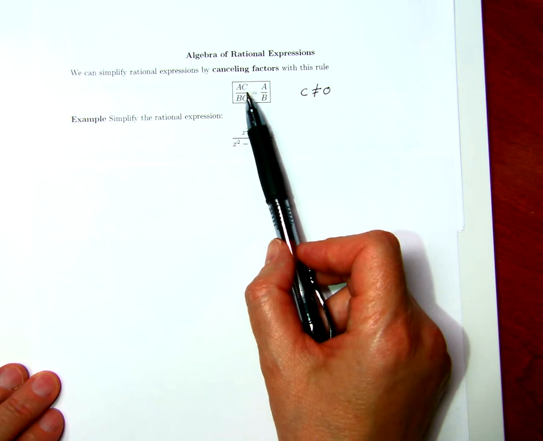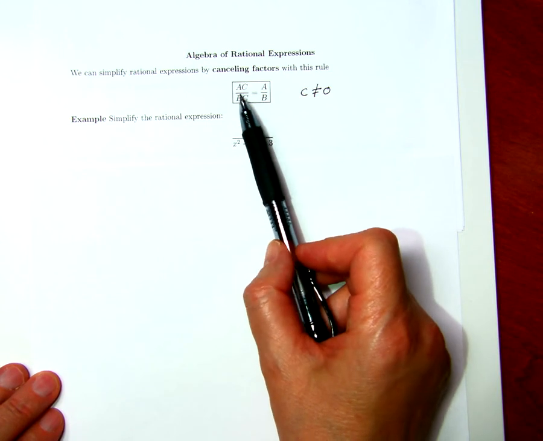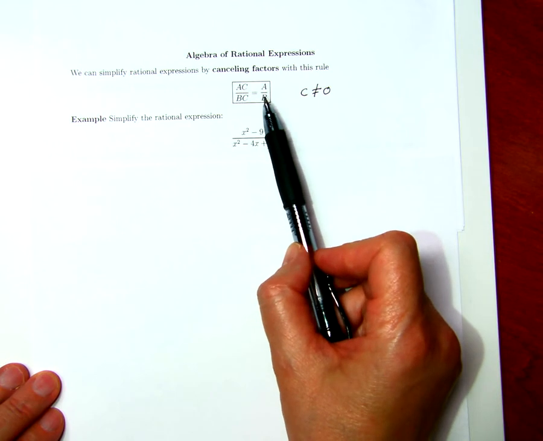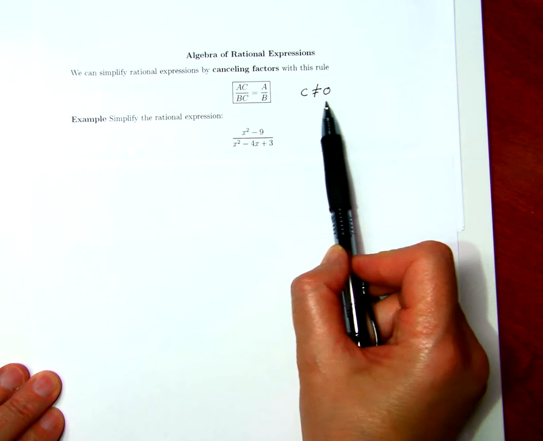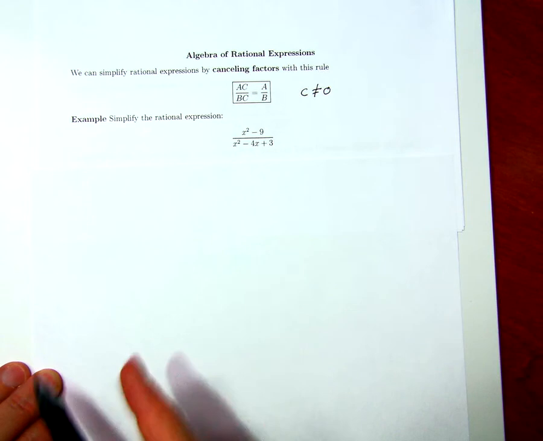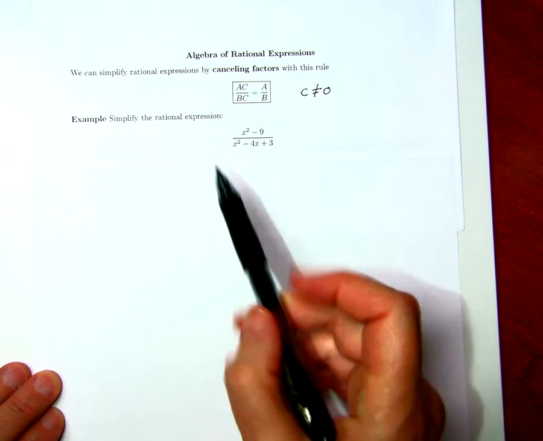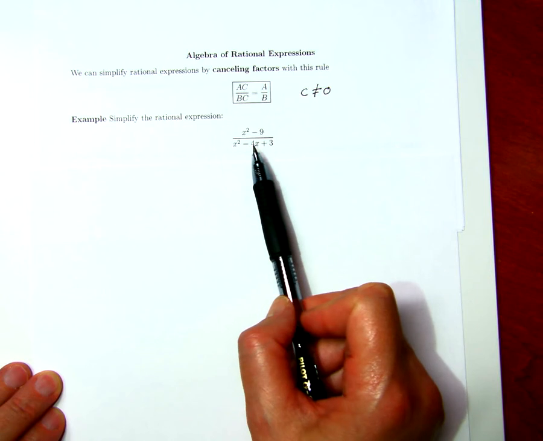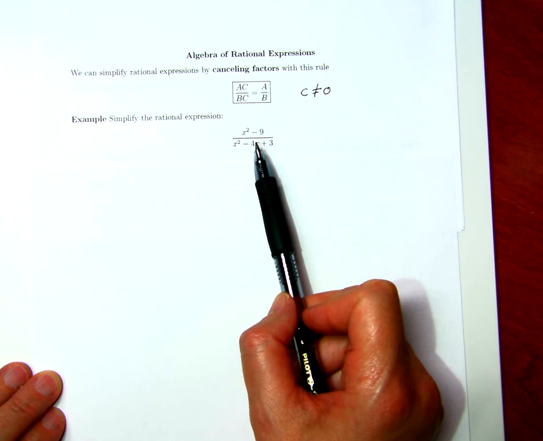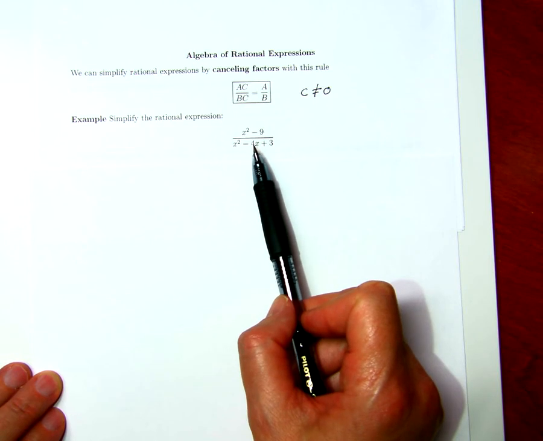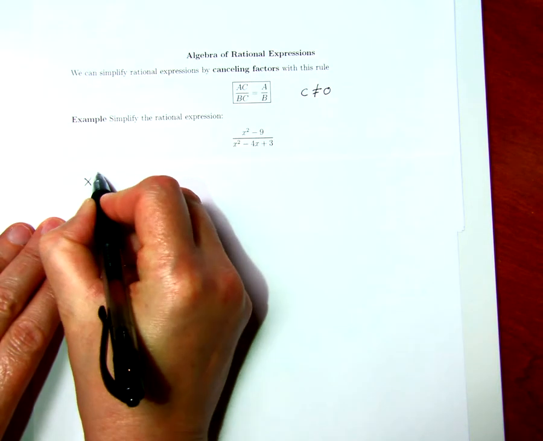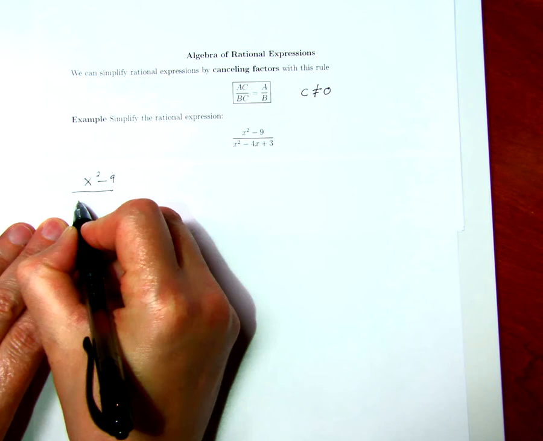If I have a times c over b times c, where a, b, and c are polynomials, then that's equal to a over b, except where c is equal to 0. And we'll see what the difference is when c equals 0. So suppose I want to simplify this rational expression. Well, the thing to do with rational expressions is to move towards factorization rather than expansion. So to simplify this, I want to see if anything cancels.